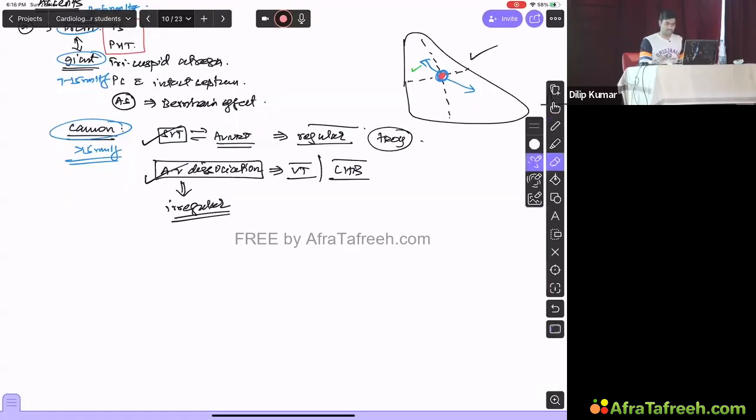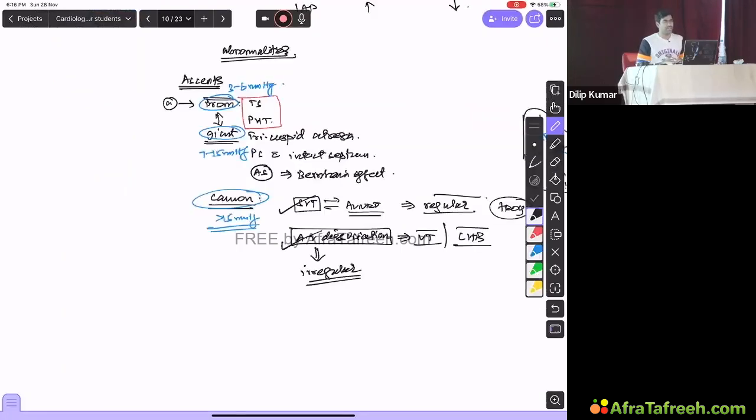That's called the frog sign. Do you remember yesterday I said, whenever the patient tells of a pounding sensation, you should ask whether the pounding sensation is in the chest or in the neck. Whenever the pounding sensation is in the neck, it indicates what? Cannon A waves. Did I tell you yesterday or not? That's why. Okay, this is an example of Cannon A waves.